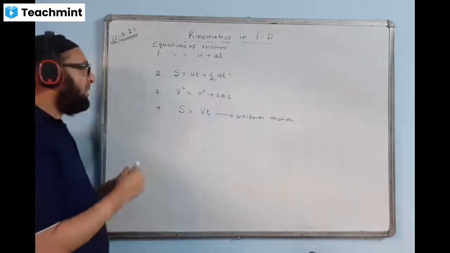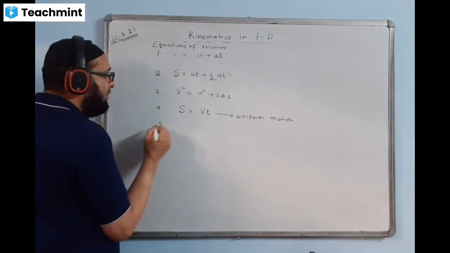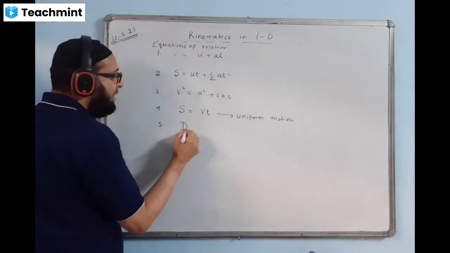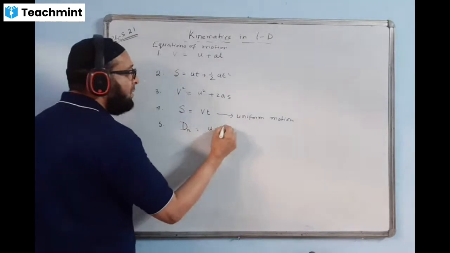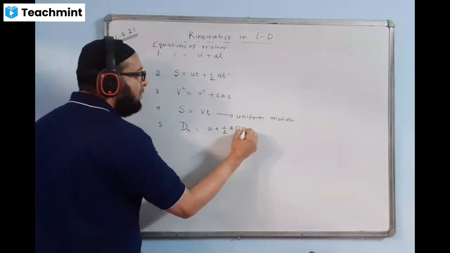Okay, there is one more formula. This is a new formula, please write it down. Write down the distance moved by the body in n second of time. The formula will be like this: U plus half A into 2n minus 1.